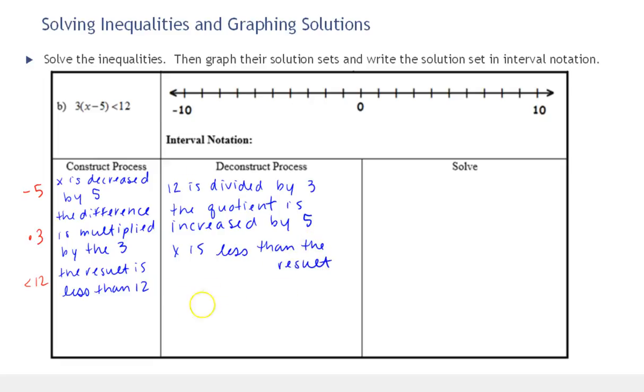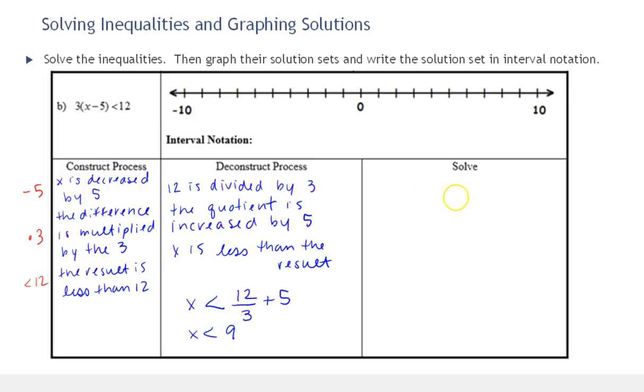Okay, now let's write this out. So I'm going to start a little bit to the right because I know I'm going to have to put x on the left-hand side at the end. So 12 is divided by 3. The quotient is increased by 5. And x is less than the result. Now if we compute this, we have x is less than, this is 4. 4 plus 5 is 9.